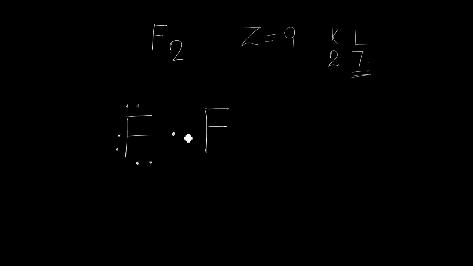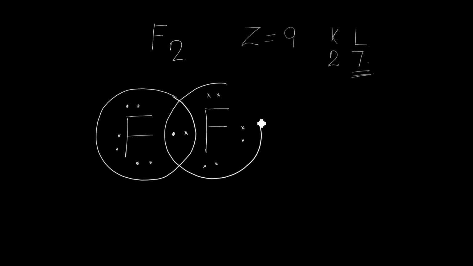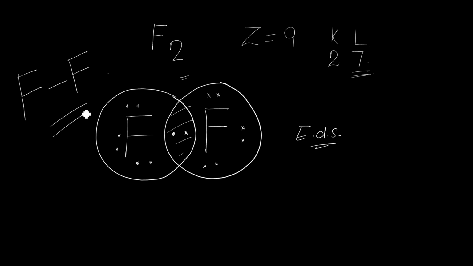So this is another fluorine. 1, 2, 3, 4, 5, 6, 7. I'm showing with a cross to differentiate between both of them. Now encircle all these electrons. So this is the electron dot structure of the fluorine molecule. This is the bond formation, F and F.